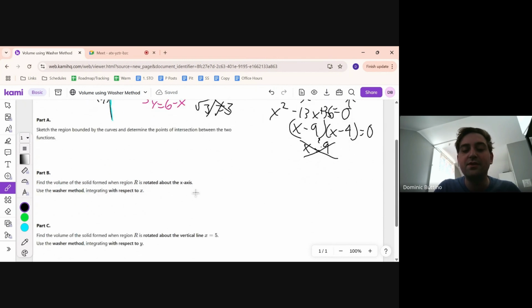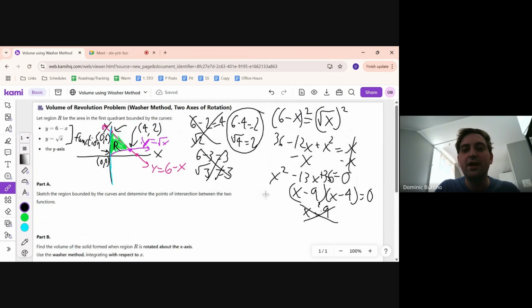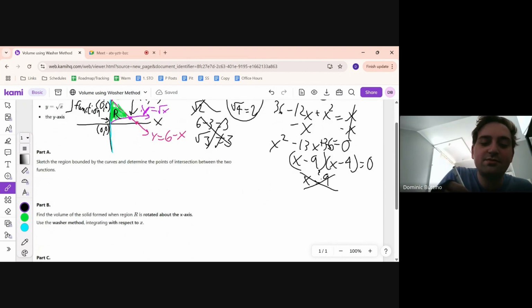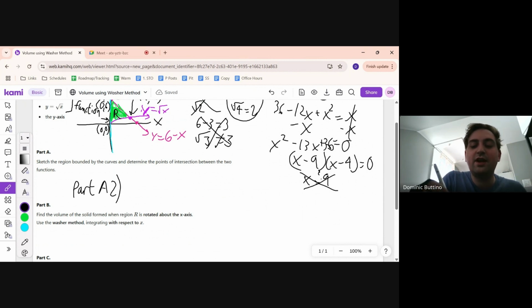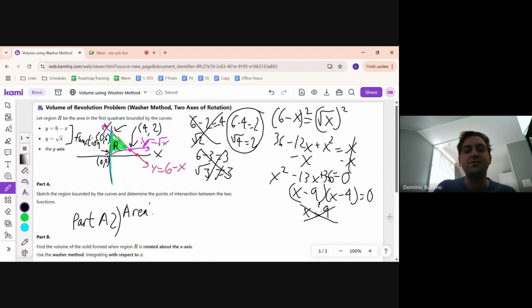Find the volume of the solid. You know what? I'm going to add a part. I'm going to call it part A2 because I want you to know how to do this. Find the area. We want to find the area of that region. That's a good thing to always do beforehand. This is mostly a volume question, but let's talk about the area of R.